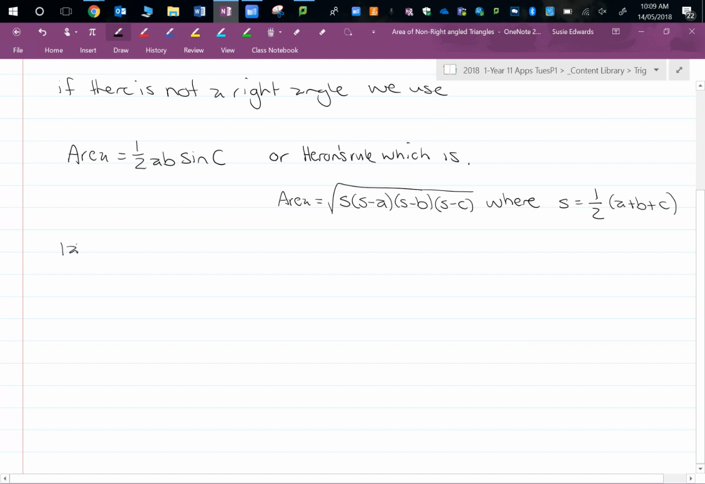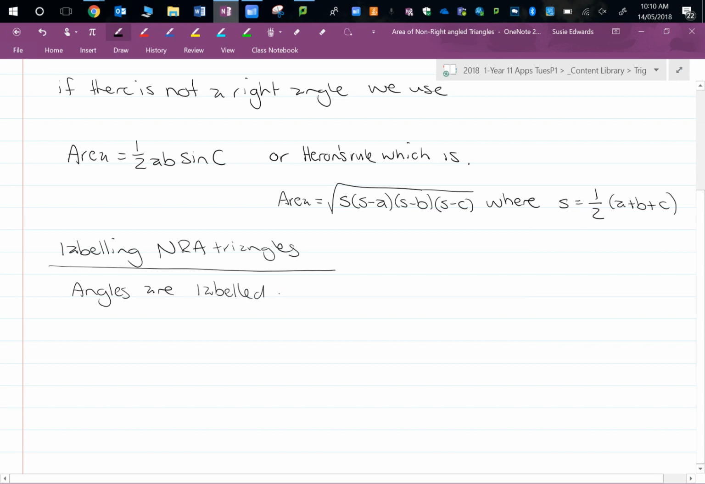So labelling triangles. Non-right angled triangles. I'm just going to write NRAT. Is that okay with everybody? Non-right angled triangles. We have a different way of doing this. So angles are labelled with a capital letter.